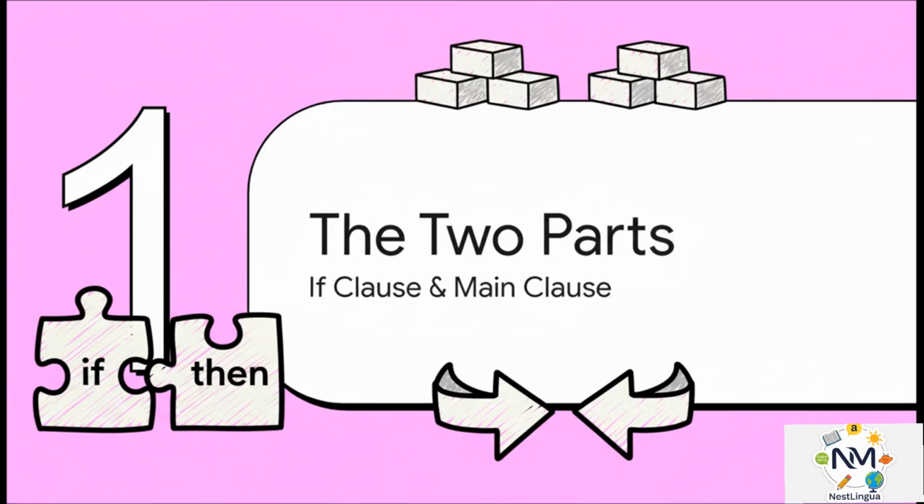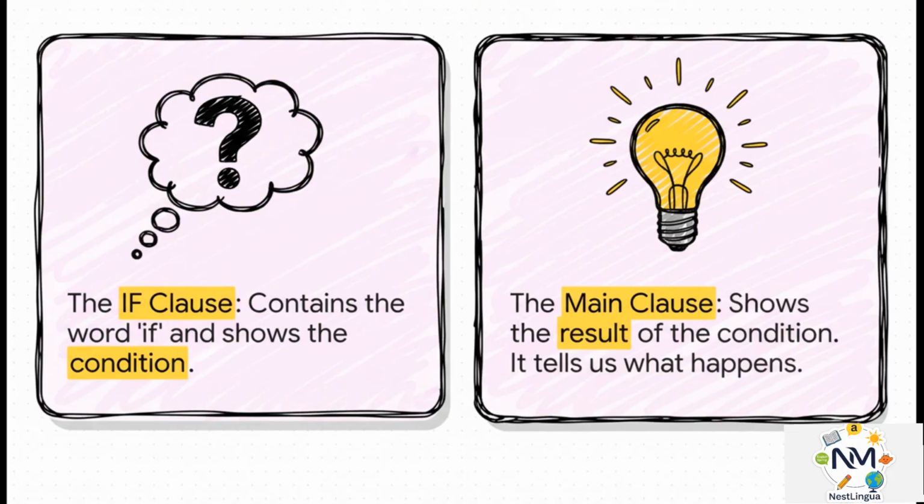Okay, so every single conditional sentence you'll see is built from two key parts. Once you can spot these two building blocks, I promise, everything else just clicks into place. So let's break them down. First up, you've got the if clause. This part's really easy to find because, well, it starts with if, and it sets up the whole situation. It's the what if part. And then you've got the main clause. This is the part that gives you the answer. It tells you what happens because of that what if.